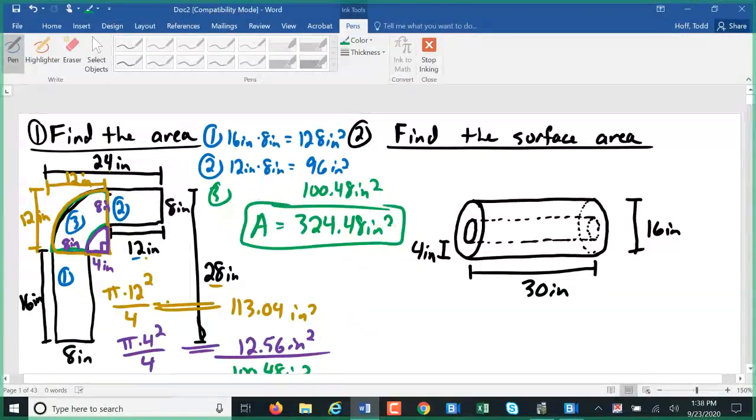Anybody get that one correct? Show of hands. 1 or 2? Okay. That is a tougher problem.